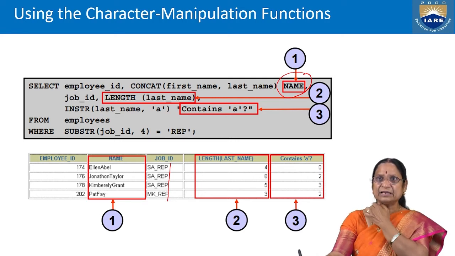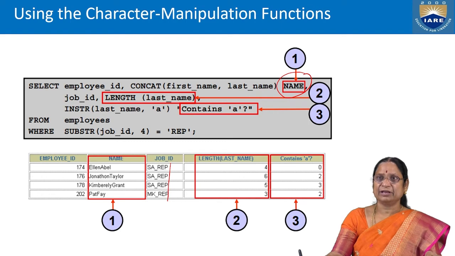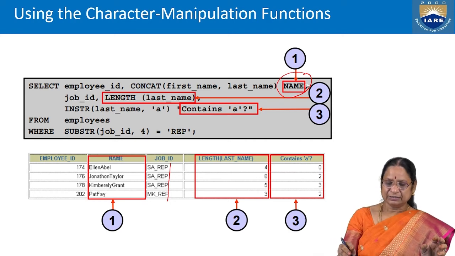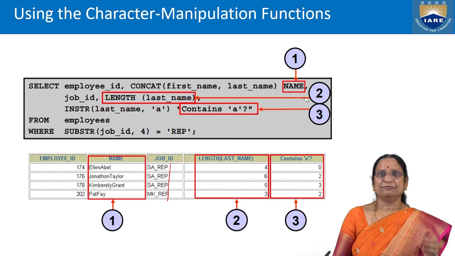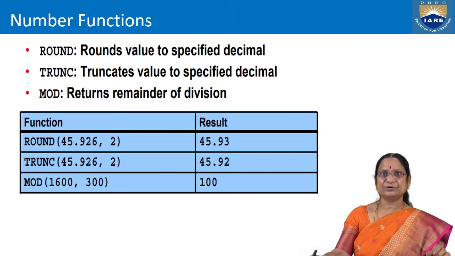Next, contains A. How many A's are there in the respective last name? 0, 2, 3 and 2. So how many A's are there in each of them was displayed. Like that we can give the respective functions in our select to check how they are executing.